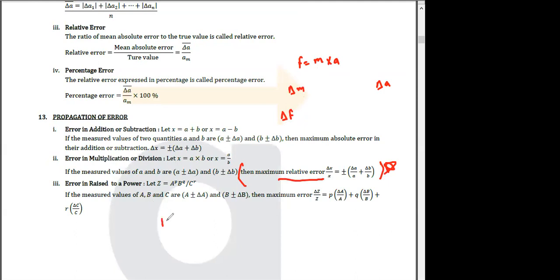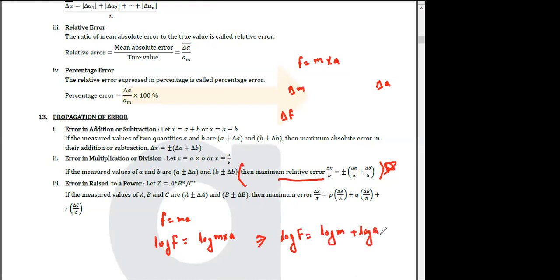Let us see. F is equal to MA. Take log to both sides. So I will get log F is equal to log of M into A. You don't need the derivation, by the way. You can just remember this thing, but I'm just giving you a basic idea. We know that log of A into B is log A plus log B. So it is log F is equal to log M plus log A.